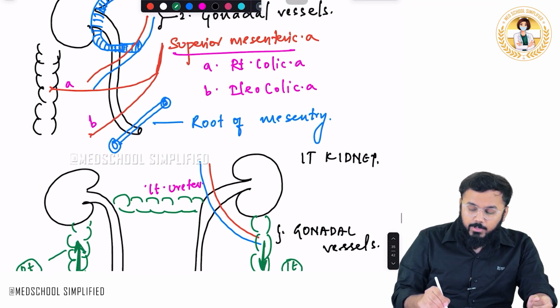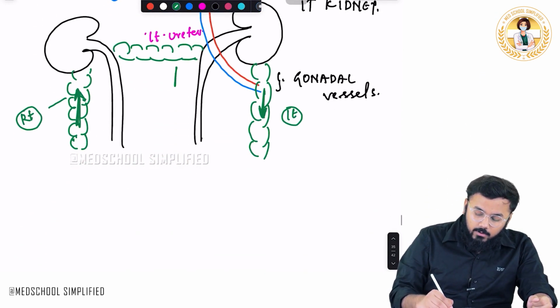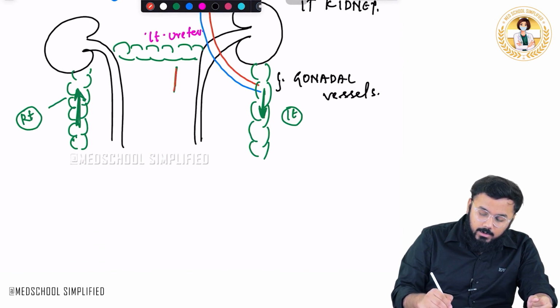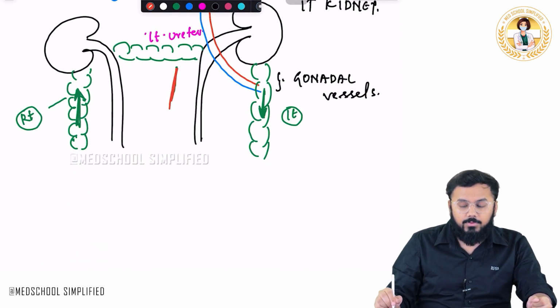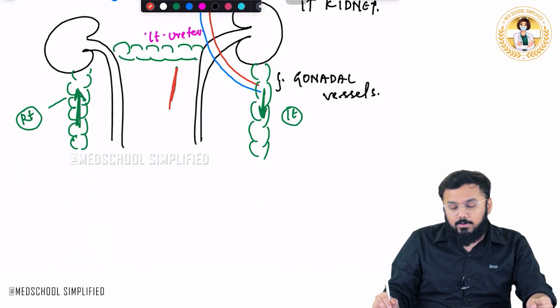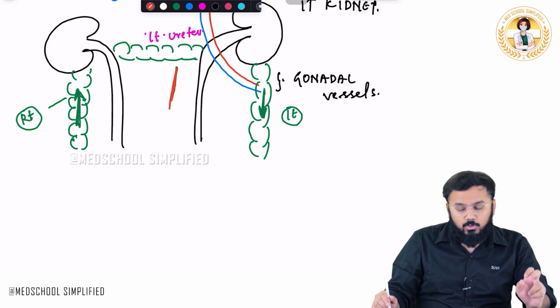Previously, the artery was the superior mesenteric artery. Now, the artery over here is the inferior mesenteric artery. See, this artery over here is the inferior mesenteric artery. This inferior mesenteric artery gives out two branches.